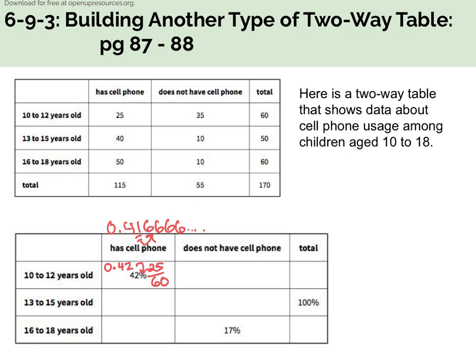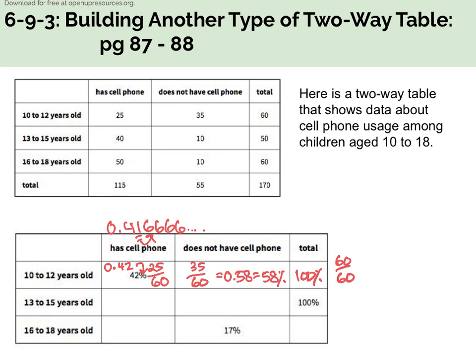So we're going to do the same thing with 10 to 12-year-olds who do not have a cell phone. So we're going to say 35 divided by 60. So let's do 35 divided by 60. We get 0.58333 repeated. So it's going to be 0.58, which is 58%. The totals are always going to be out of 100 because technically we do 60 divided by 60, okay?